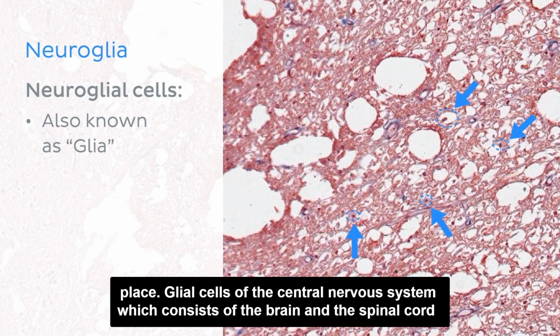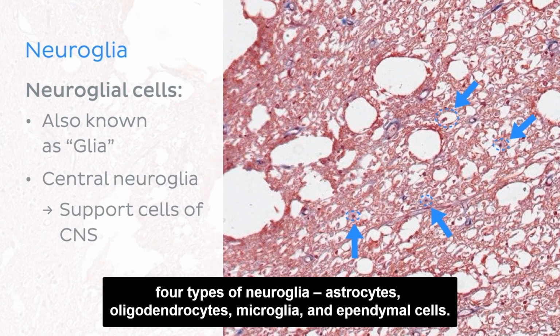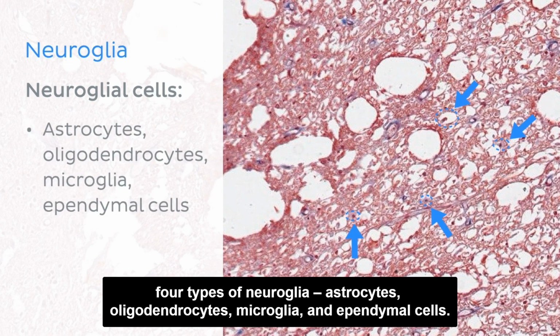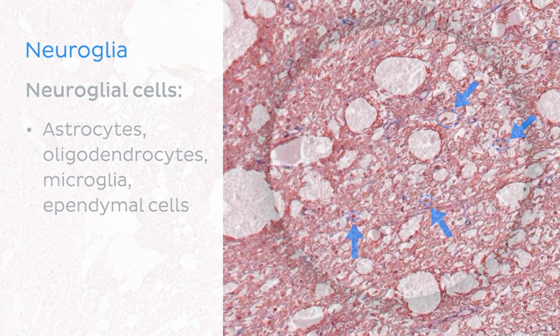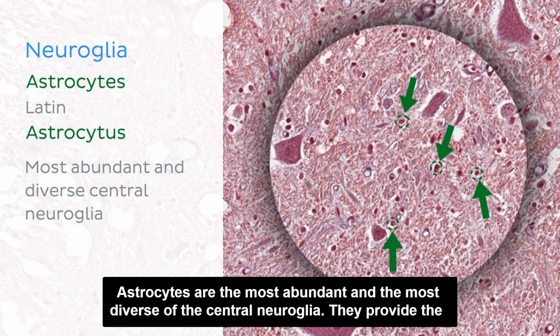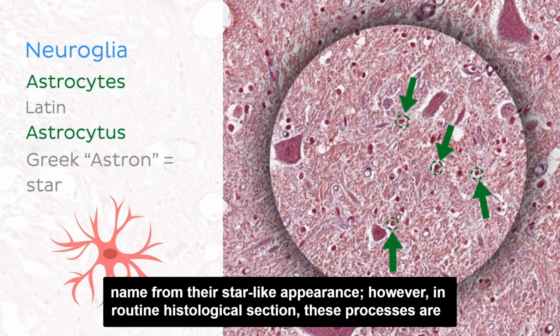Glial cells of the central nervous system, which consists of the brain and the spinal cord, are known as central neuroglia and carry out various supportive functions. There are 4 types of neuroglia: astrocytes, oligodendrocytes, microglia, and ependymal cells. Astrocytes are the most abundant and the most diverse of the central neuroglia. They provide the physical and metabolic support to neurons. They have a large number of processes and get their name from their star-like appearance.